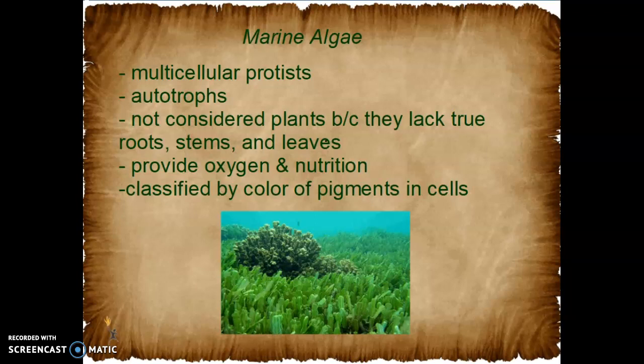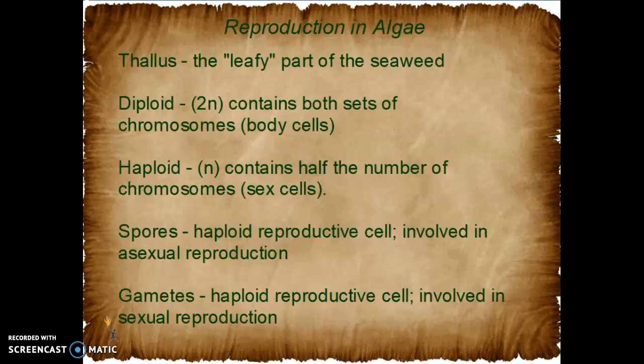Okay, they are autotrophs, and what they do is they give oxygen and nutrition to things in the ocean, and how we classify them is the color of the pigments in their cells. So all of these things here are marine algae, okay, not a true plant. All right, so let's talk about how they reproduce really quickly, and this is what your assignment's going to be today. So the thallus is like the leafy part of the seaweed, what you and I would actually think was the leaf.